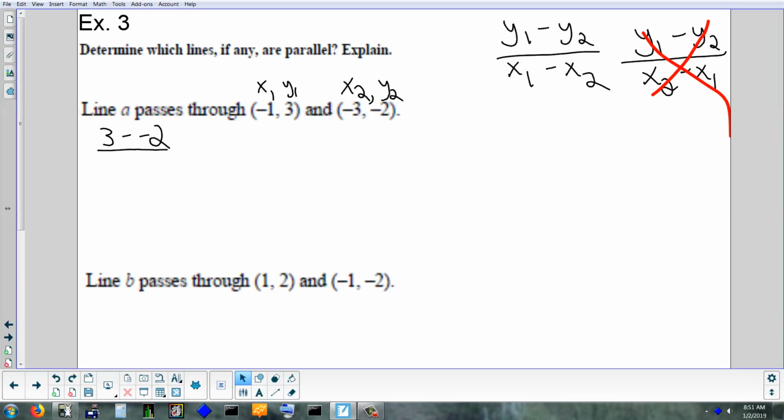What happens when I have this? I have 2 negatives in a row. Yeah, this changes to a positive. I'll put it above so you can see it. All right, so I did the top.